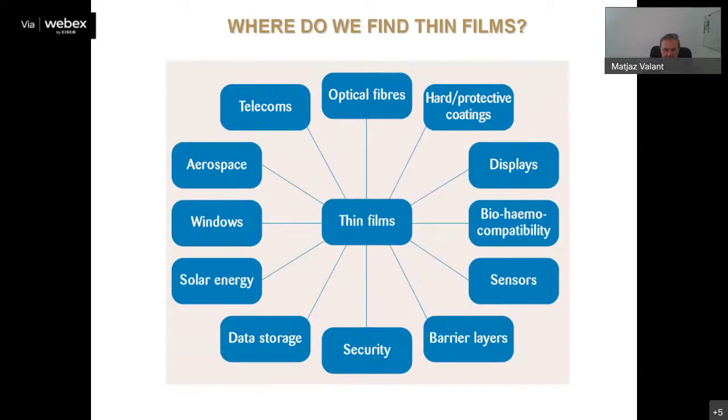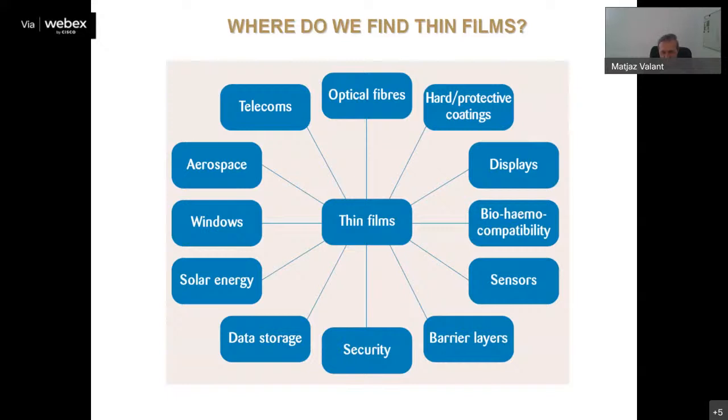So where do we find thin films? Well, I would say almost everywhere. I have listed some of the fields of applications here, but really this is becoming, I can say, the predominant use of advanced functional materials. You cannot even imagine nanotechnology without thin films.